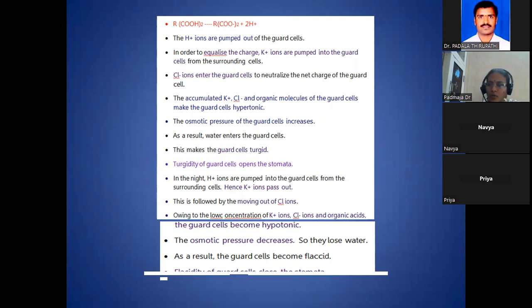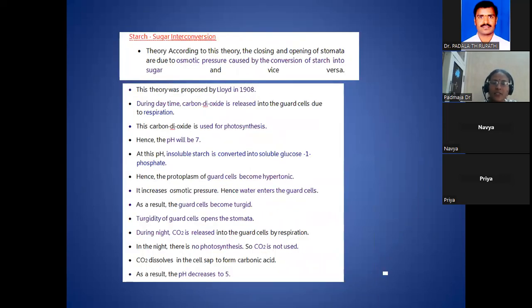So this opening and closing of the stomata takes place by this active pump theory. And the next one is the starch-sugar interconversion theory. Due to this also, the opening of the stomata takes place. According to this theory, the closing and opening of stomata are due to osmotic pressure. Whenever acids are accumulated, the cell becomes hypertonic. As a result, the osmotic pressure increases, and the turgor pressure increases. That helps the entry of water into the guard cells, and thus the stomata will be open.